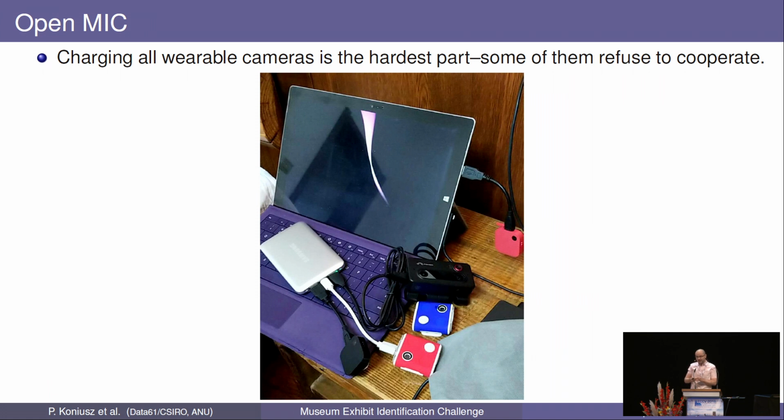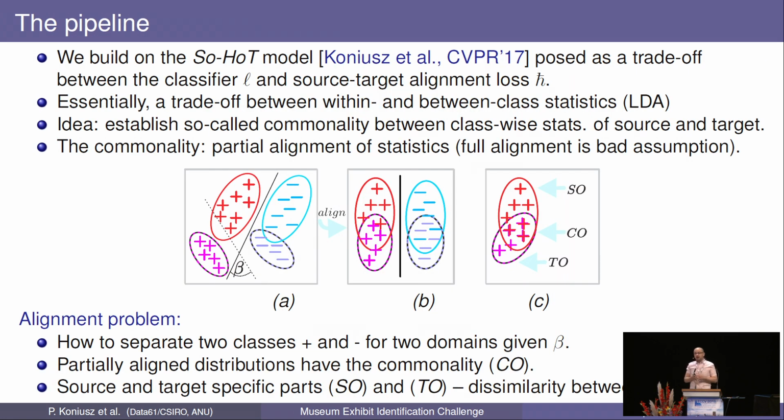Our pipeline is built on the so-called SOHOT model that we proposed a year ago, and it employs the classifier loss L and the source and target alignment loss H. Essentially, it's a form of trade-off between within and between class statistics. It's very similar to linear discriminant analysis.